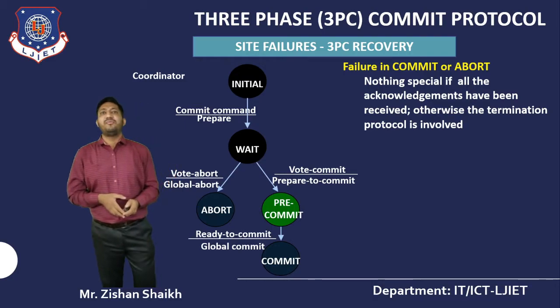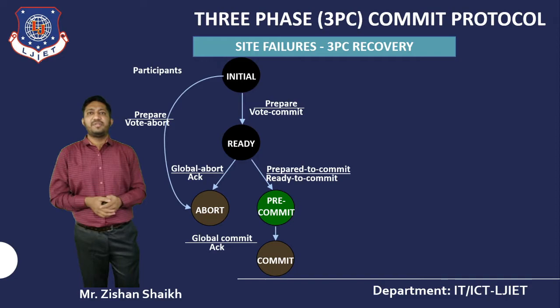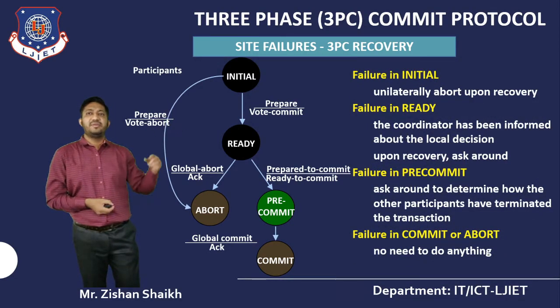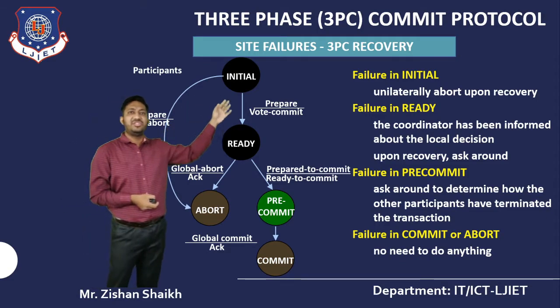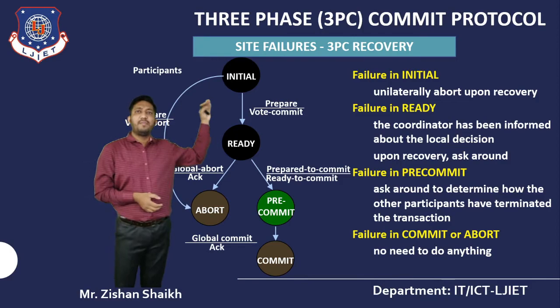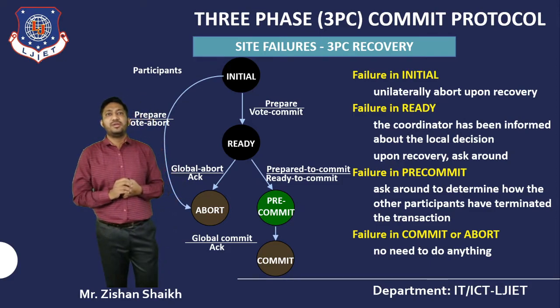Okay. Now we are moving to failure handling on our participant side. In the same way as our coordinator, our participants face failure and recovery in the initial, ready, pre-commit and commit states. If we are talking about initial state failure, it is unreliable because it already received the pre-commit message from the coordinator. So we have to abort on recovery and start again for a fresh request.